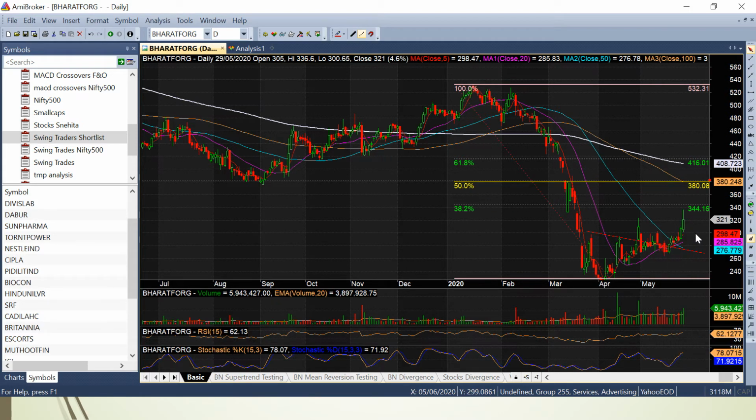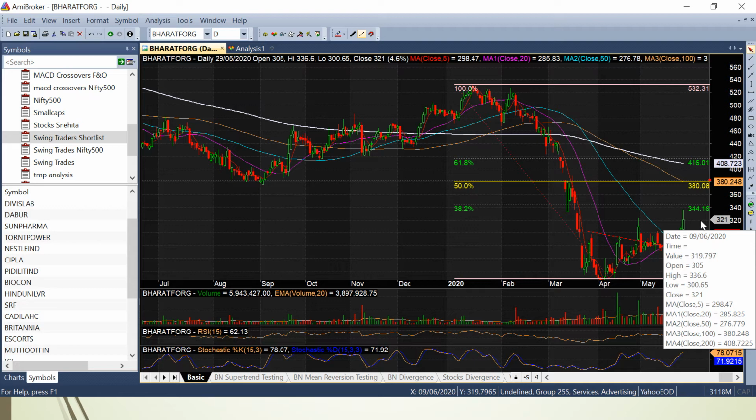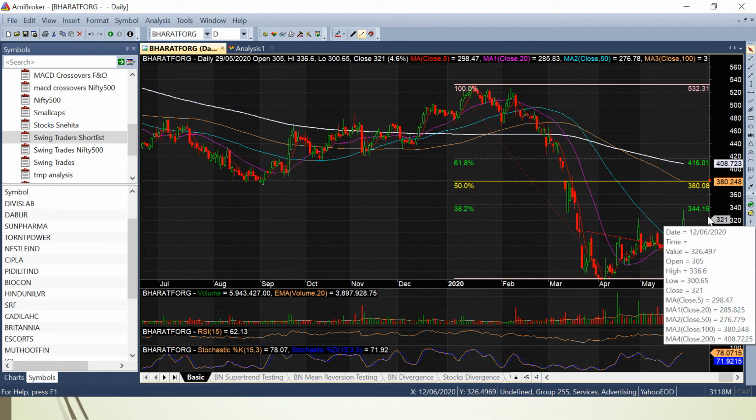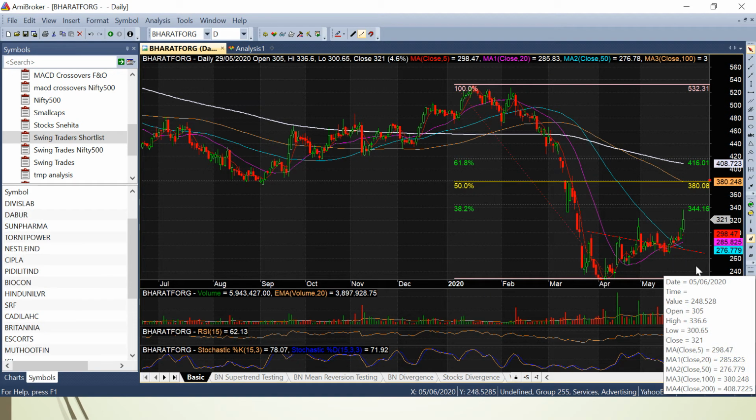Okay, and if I want the next level of target, because here at 38.2 I don't see any other horizontal support resistance levels happening, so I would like to go for the next one, right? And the next one would be the 50% level, where there is a lot of confirmation of support resistance. So I would respect 50% as the level where I would like to book profit for Bharat Forge. Okay, and that will be around 380. Okay, 380.